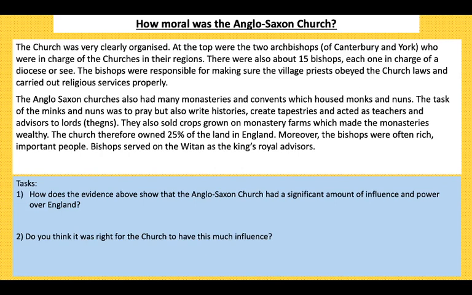There are about 15 bishops in total in England. Each one is in charge of a diocese or a see. The bishops were responsible for making sure that the village priests obeyed the church laws and carried out religious services properly. The Anglo-Saxon churches also had many monasteries and convents which housed monks and nuns, and the task of the monks and nuns was to pray and also write histories, create tapestries, and they would act as teachers and advisors to lords or thanes.